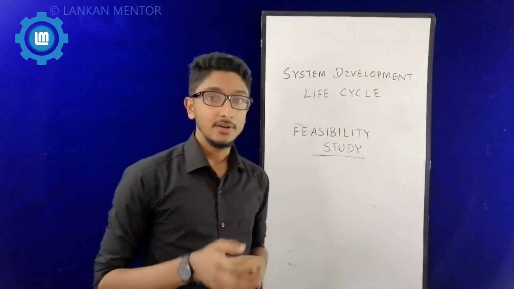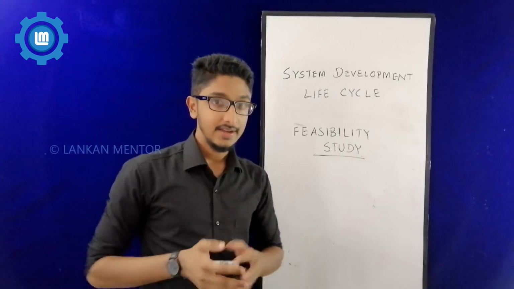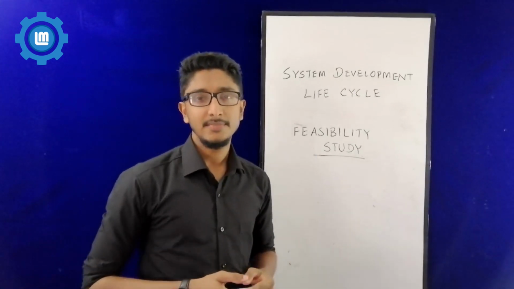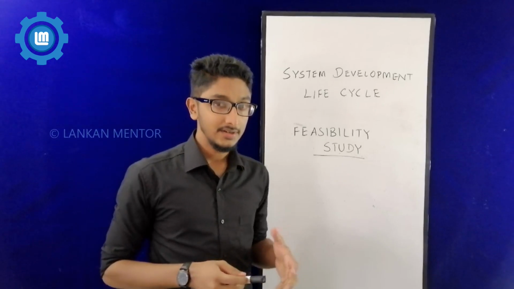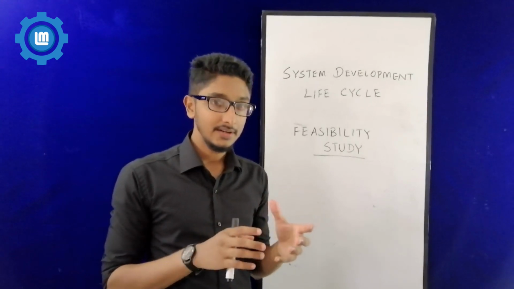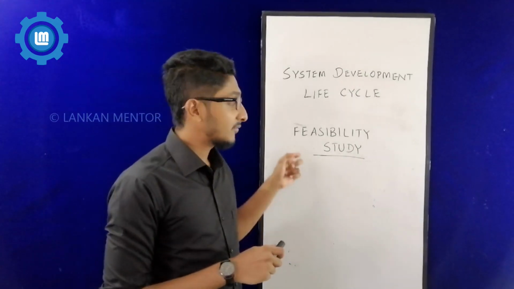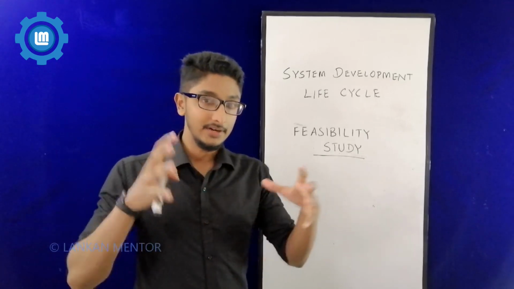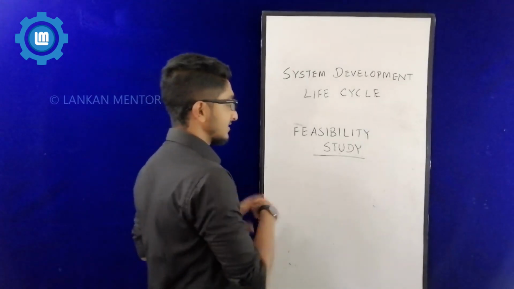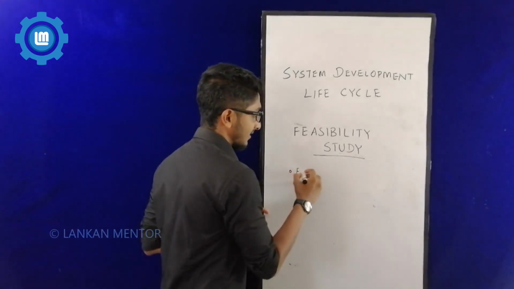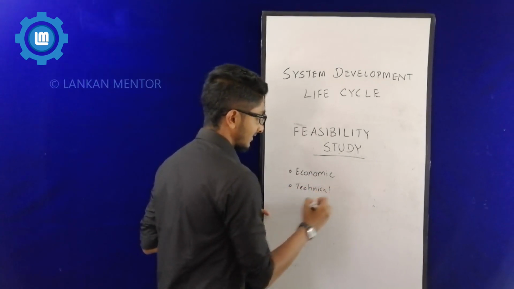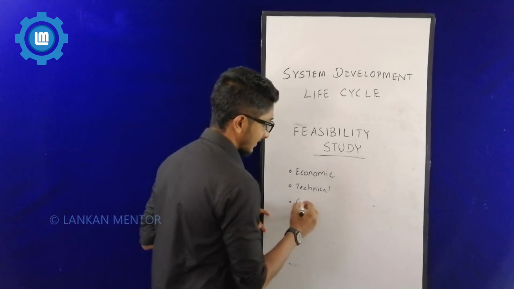Before we move on to the second step of designing the solution, designing the software, we have to look into something called feasibility study. Feasibility study means checking whether the system, or the proposed system, is feasible. Now you have gathered the requirements, fine, but you have to check whether it is possible to build a software according to those requirements. So feasibility study includes three main things: economic feasibility, technical feasibility, and operational feasibility.